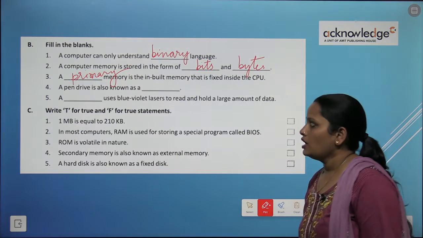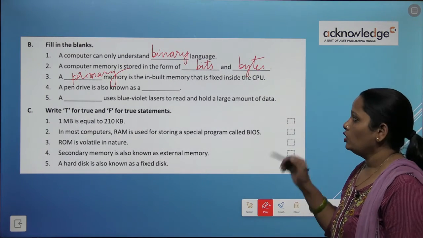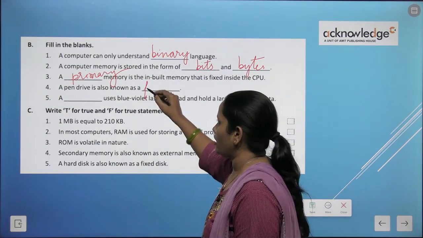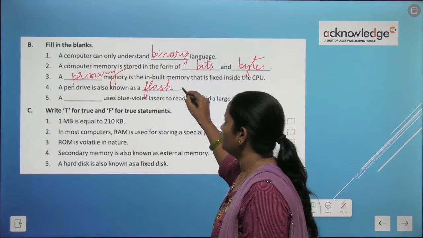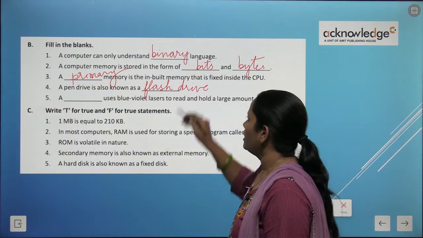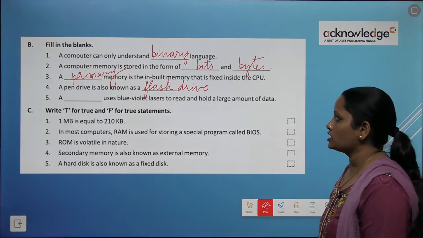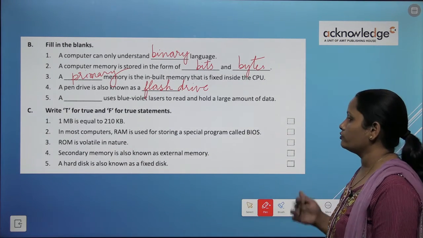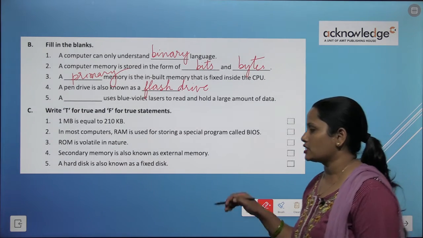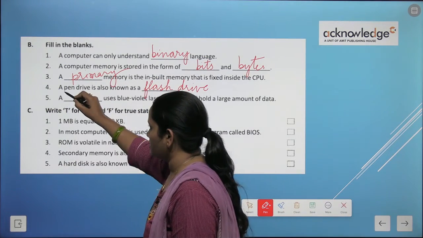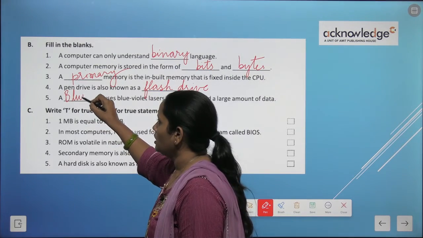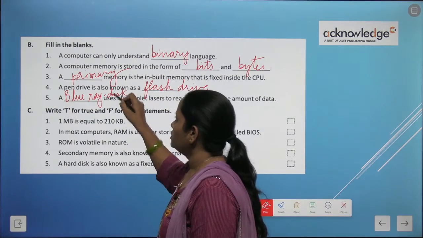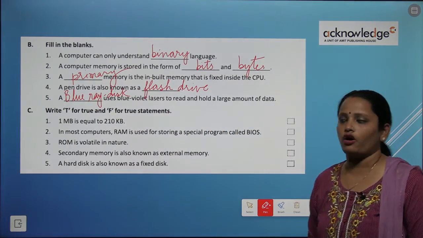Next, fourth question. A pen drive is also known as a what? Yes, flash drive. Fifth question. A dash uses blue-violet laser to read and hold a large amount of data. So what is the answer? Answer is given here. Blu-ray disc. Write it down. Blu-ray disc. So children, let's quickly come to the true and false.